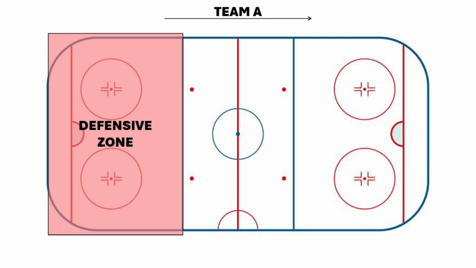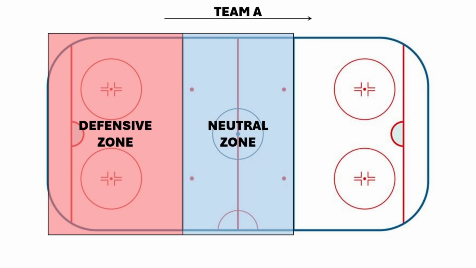The center zone is called the neutral zone. It's the space between the two blue lines, and it's the smallest zone by area. It's a space where neither team has a net to defend. Activity in the neutral zone is often a team skating from their defensive zone in order to go on the attack. These are often called transition plays.